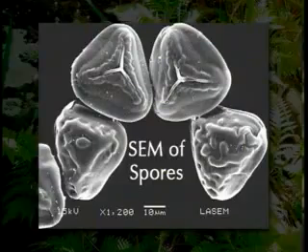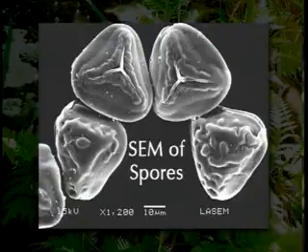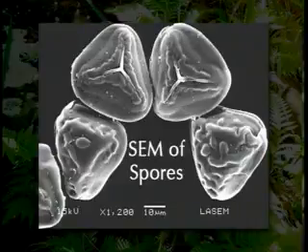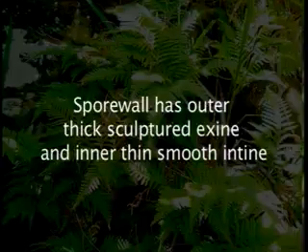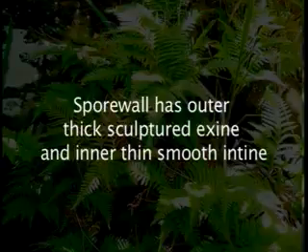The spores are reddish brown and triangular and have clear triradiate mark known as trilete on their surface. Spore wall has outer thick sculptured exine that is exospore and inner thin smooth intine or endospore. It is uninucleate and unicellular.